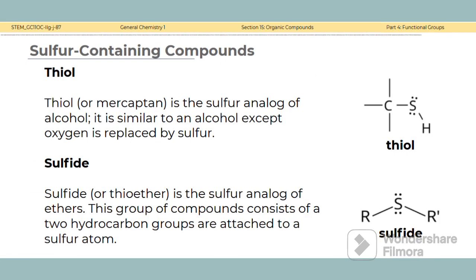Sulfur-containing compounds, which are thiols. Thiol, or mercaptan, is a sulfur analog of alcohol. It is similar to an alcohol except oxygen is replaced by sulfur. And sulfide. Sulfide, or thioether, is a sulfur analog of ethers. This group of compounds consists of two hydrocarbon groups attached to a sulfur atom.